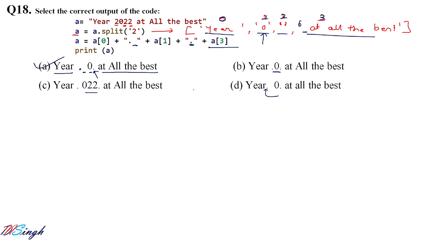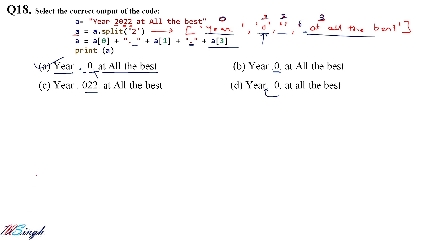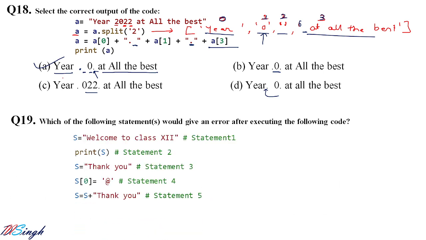So these options are wrong. Option A is correct. I hope you people are understanding what I am explaining. Be patient and listen once or twice. If you are not getting it, definitely you will get it after listening two times or the first time.